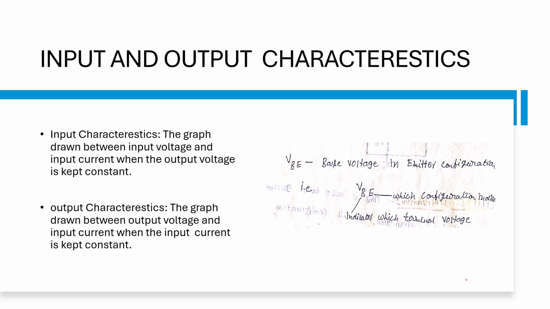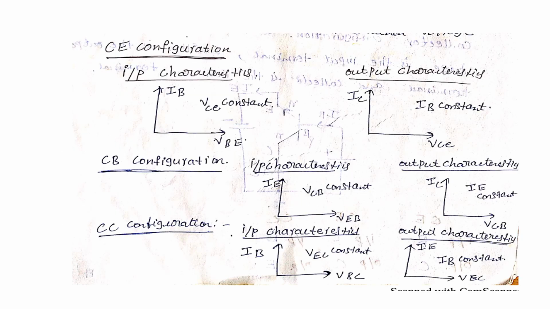So, input characteristic, I already said, is the graph drawn between the input voltage and input current when output voltage is kept constant. Output characteristics are the graph drawn between the output voltage and output current when input current is kept constant. Already discussed what these suffixes are: the first suffix is the terminal voltage and the second suffix is the configuration.